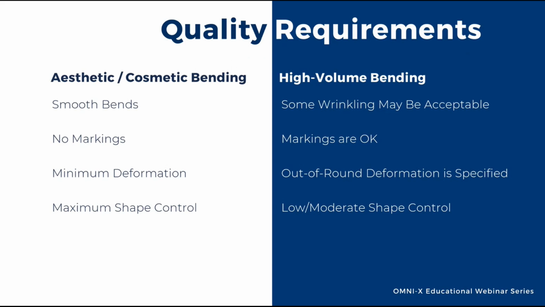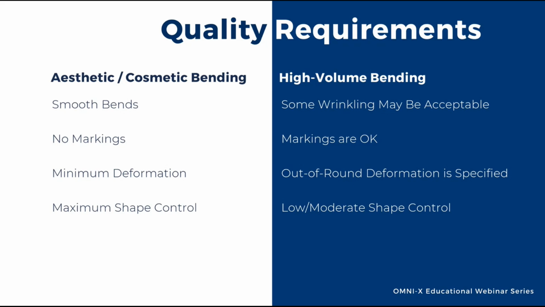Cosmetic and high volume tube bending applications have markedly different quality requirements. Cosmetic bending requires smooth bends with no wrinkles or markings on the bent tubes. Cosmetic bending has stringent out-of-round deformation requirements. The goal of cosmetic bending is to achieve maximum bend quality and shape control of the bent tube forms.